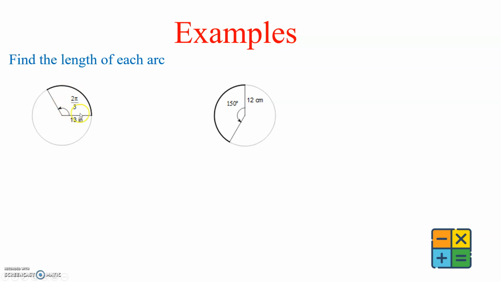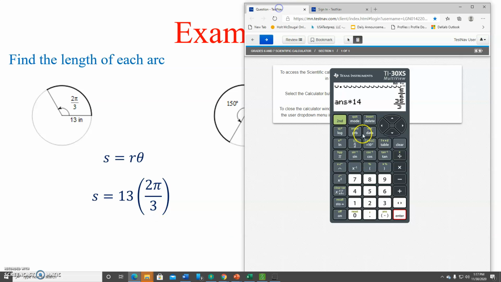The first one has theta in radians, the second has theta in degrees. If it's in radians, we're simply going to multiply the radius times radians. So the radius was 13, radians 2 pi over 3. We simply multiply these two values together, 13 times 2/3. I'm going to show it in the calculator just to illustrate. So 13 times 2 over 3, the calculator says 26 over 3.